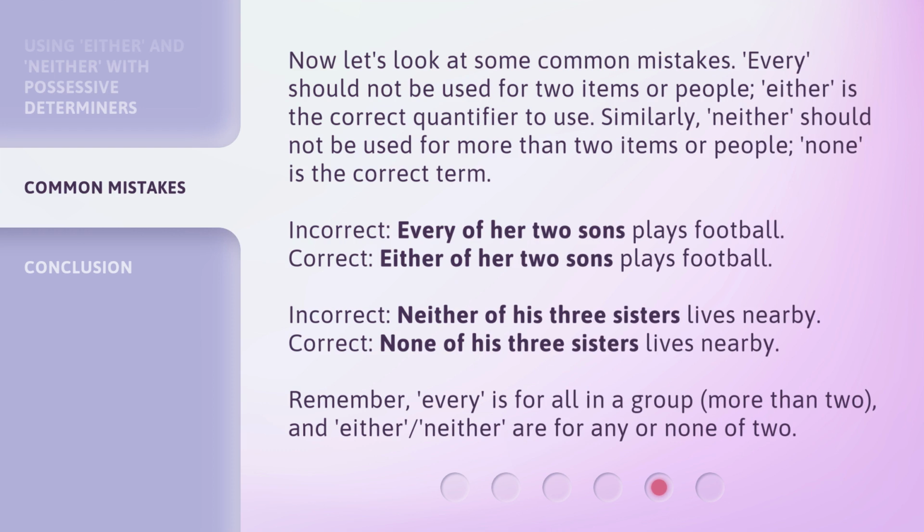Incorrect. Every of her two sons plays football. Correct. Either of her two sons plays football. Incorrect. Neither of his three sisters lives nearby. Correct. None of his three sisters lives nearby. Remember, every is for all in a group, more than two, and either, neither, are for any or none of two.